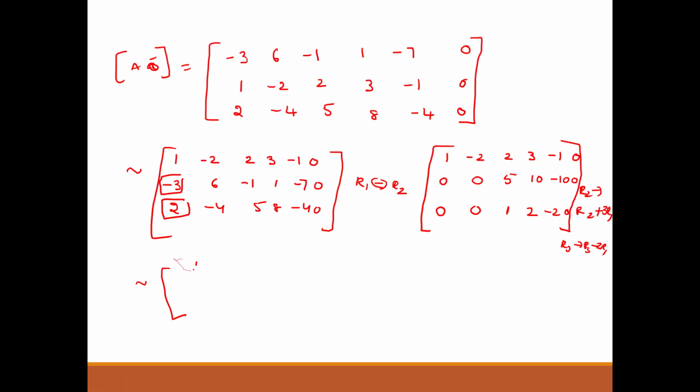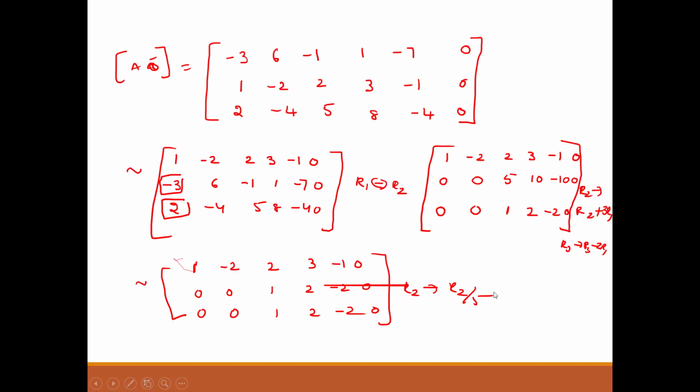Now, first one. 1, 1, minus 2, 2, 3, minus 1, 0. I am dividing the whole row with 5. 0, 0, 5 ones are 5, 5 twos are 10, 5 minus 2s are minus 10, 0. And this is 0, 0, 1, 2, minus 2, 0. So I am replacing R2 with R2 by 5. Okay. Now you see second row and third row is exactly same.